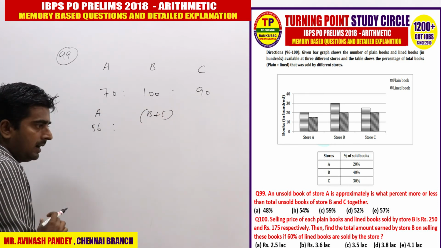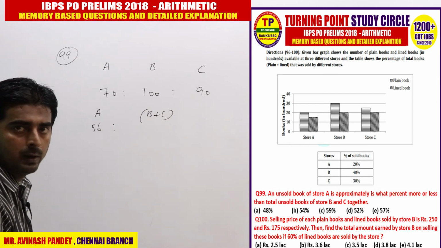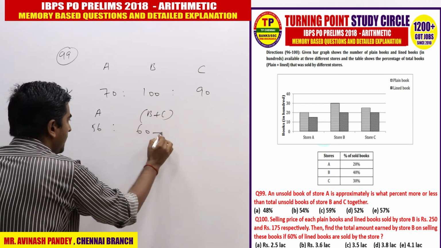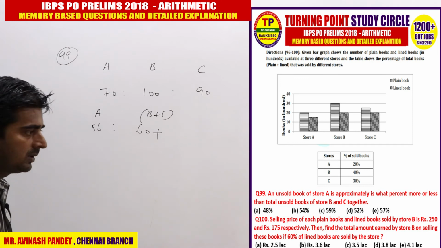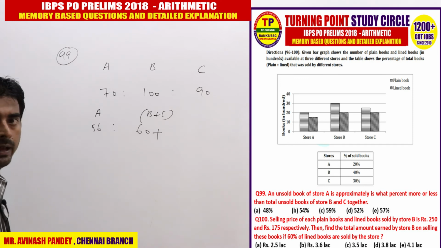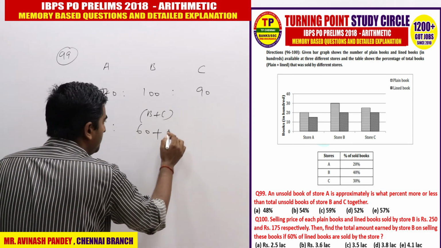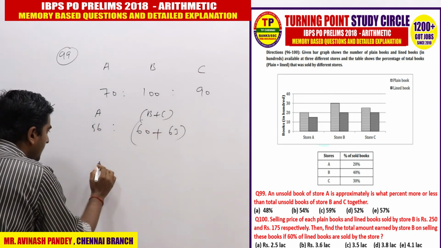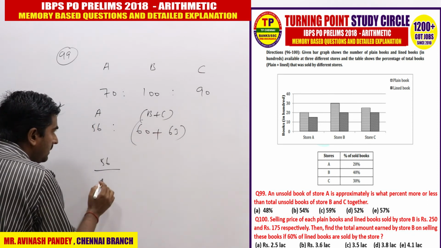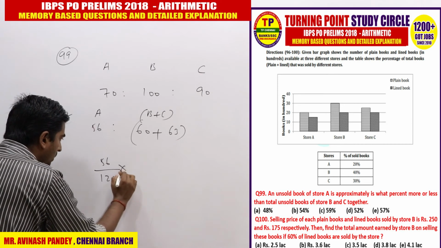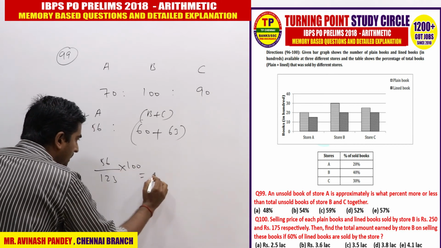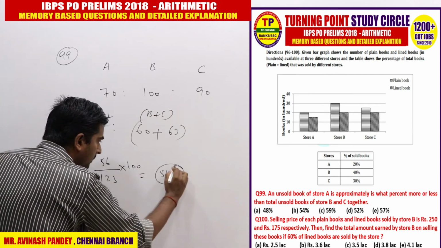B is having 100, right? Sold value is 40%, unsold value is 60%, so it is 60. Plus C is having 90 books, sold value is 30%, unsold value is 70%. 70% of 90 is nothing but 63. Now they are asking 56 divided by this number, 123, into 100. So when you solve this number, approximately your answer is nothing but 54%.